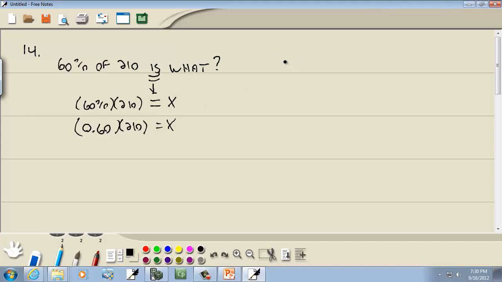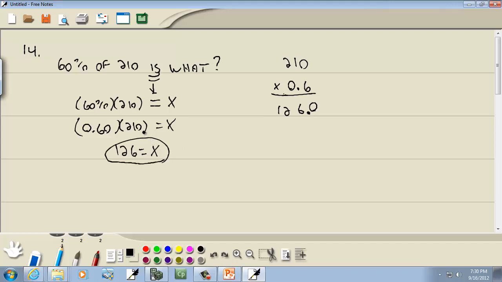Now I'm going to multiply those two together. 210 times 0.6. You can drop off trailing zeros. 6 times 0 is 0. 6 times 1 is 6. 6 times 2 is 12. The 0 here doesn't matter. We got one decimal place, so I need one decimal place in my answer. So my answer will be 126.